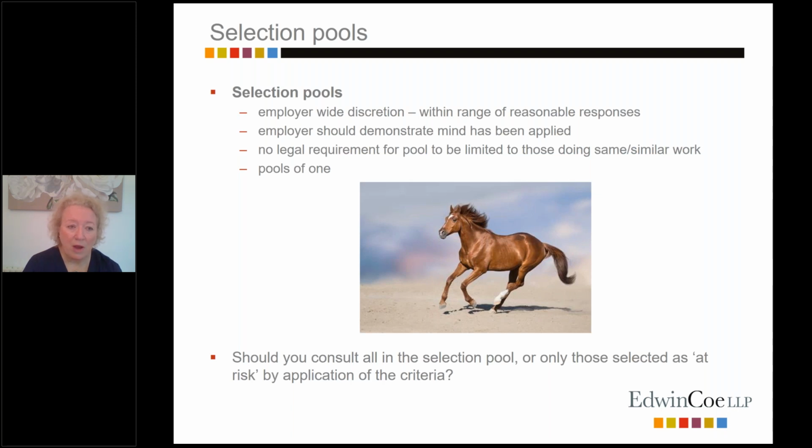And certainly where there are minimal differences between the scores on the cusp, you may be safest at least to include more people in the process. Generally, the smaller the selection pool, the better off an employer is to consult all employees in the pool rather than taking a risk and only consulting with those who've been identified as at risk.